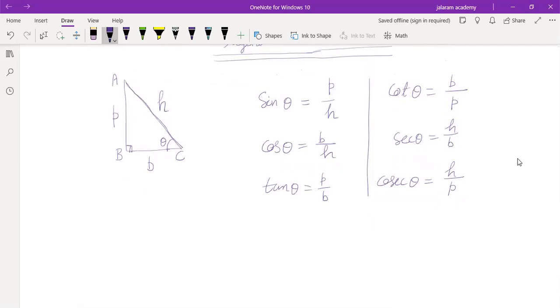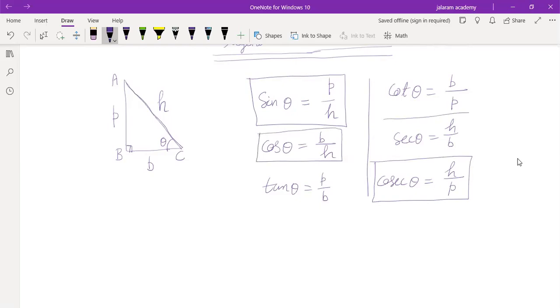It is very clear that sine theta and cosec theta are reciprocals of each other. Sine theta equals perpendicular upon hypotenuse, and cosec theta equals hypotenuse upon perpendicular. Cos theta equals base upon hypotenuse. Sec theta equals hypotenuse upon base. Tan theta equals perpendicular upon base. Cot theta equals base upon perpendicular. So we have to learn these 6 reciprocal relationships also.